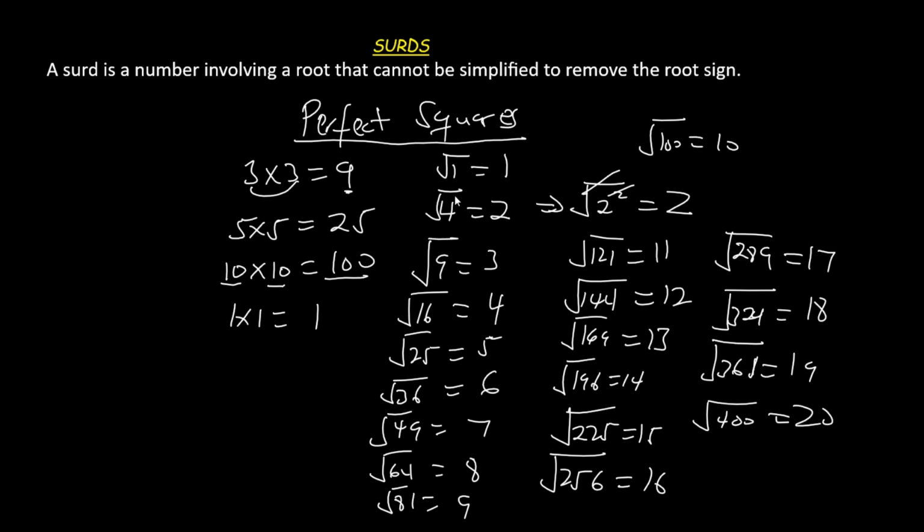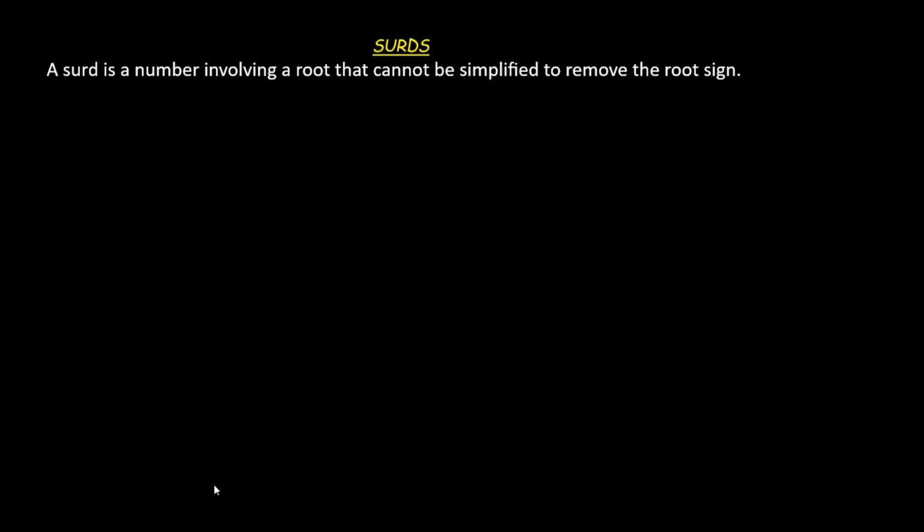So from the square root of 1 up to the square root of 400. Now let's move on. When we say we are simplifying a surd, it simply means we want to reduce that surd into a number in which we can no longer reduce it or break it down again. So for example, let's try and simplify square root of 27. Square root of 27, as you know, 27 is not a perfect square. So let's try and simplify this number.